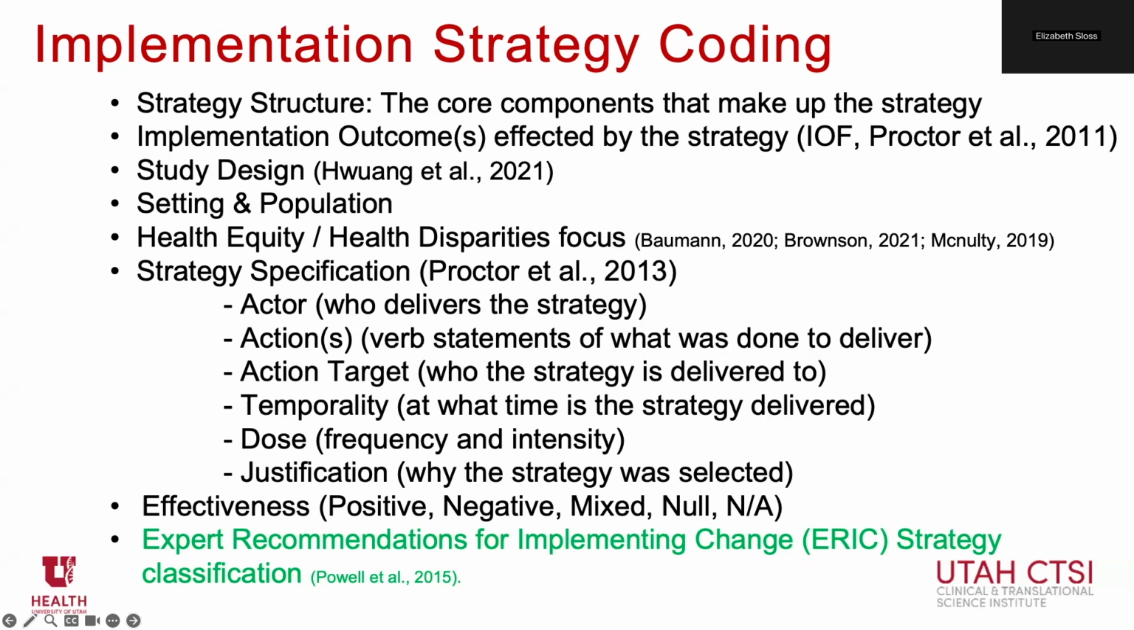Then we looked at strategy specification, all of this information. Spoiler alert, nobody specified anything well at all. So we ended up dropping this, and this is a limitation. People were not specifying these things really at all. The action was there, but that's about it. And then we just looked at effectiveness. Actually, from this study, we ended up creating an effectiveness rating tool, but we just used some really simple criteria: positive, negative, null, or no comparator available. And then, as I said, we coded to this ERIC taxonomy.